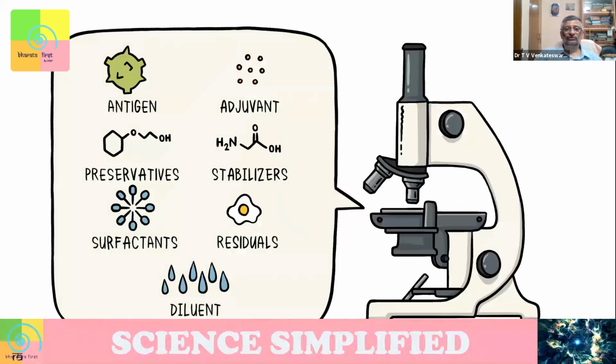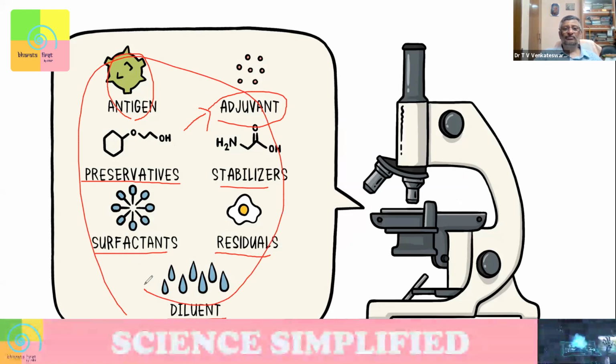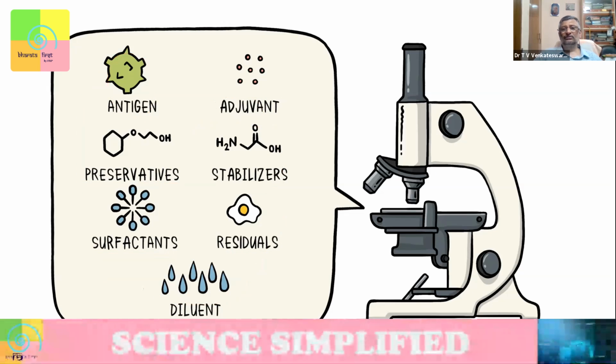So when you look at a vaccine, the vaccine will have an antigen and something called an adjuvant. This adjuvant is to prompt or prod our immune system to work, and there will be some kind of preservative to stabilize the antigen so that it doesn't decay. There will be some surfactants, some diluent, some residuals. All this will be part of the vaccine. That's how a vaccine is produced. It will actually be a cocktail. That's what will ensure that the vaccine works inside our body.